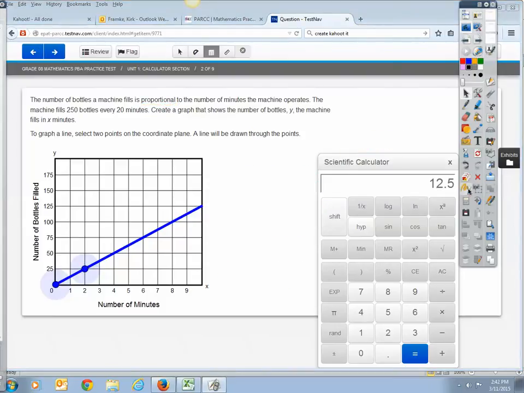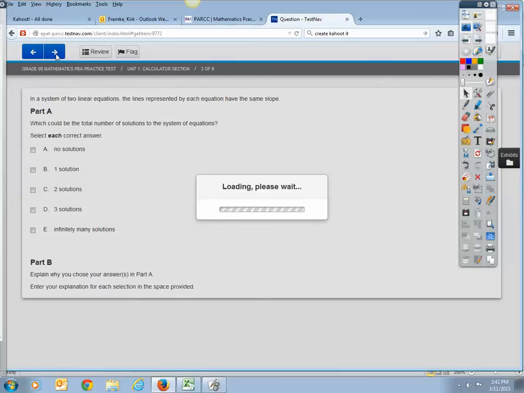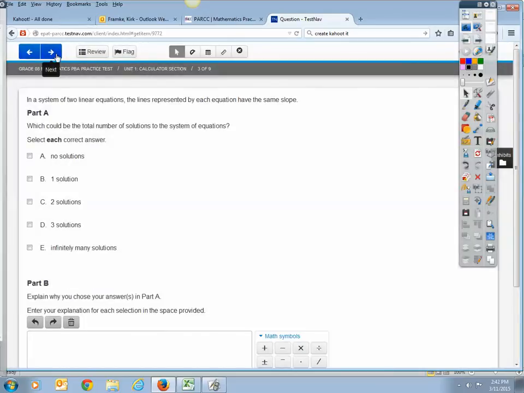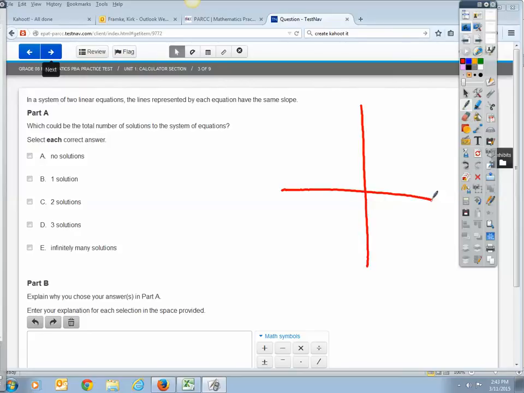All right, next question. In a system of two linear equations, the lines represented by each equation have the same slope. So let's draw this out. It's always helpful to draw it out. What am I going to ask you to do when you get a problem? Draw it out. So I have a coordinate grid, and I have one line that has this slope. Then if I have a second line, let's say it has the same slope, I have two parallel lines. So are these lines ever going to cross? No. Well, if they don't cross, then I'm never going to have a solution.